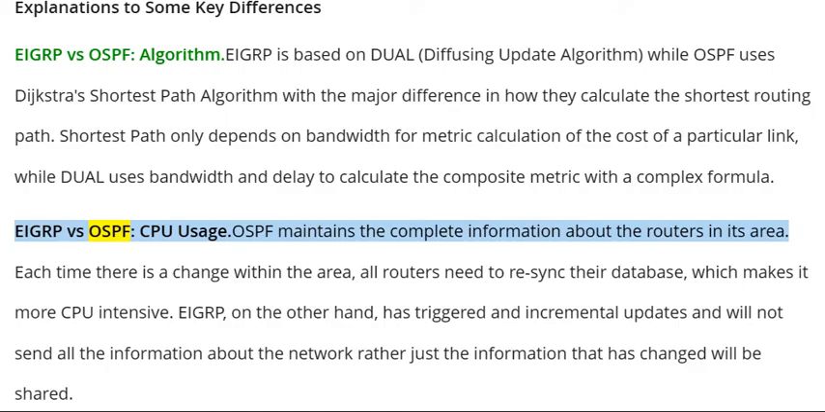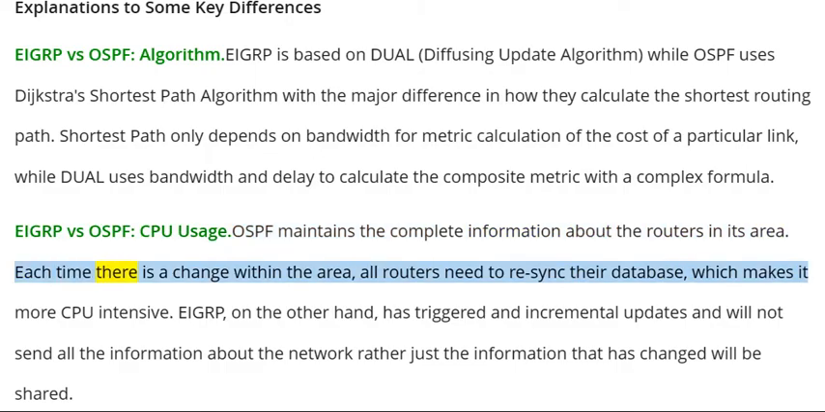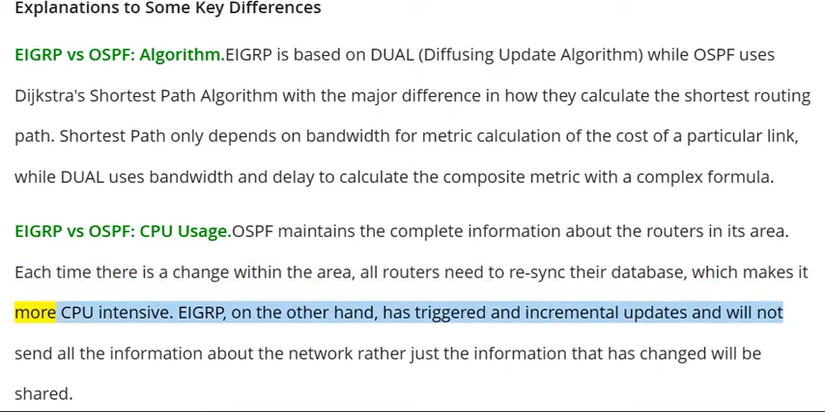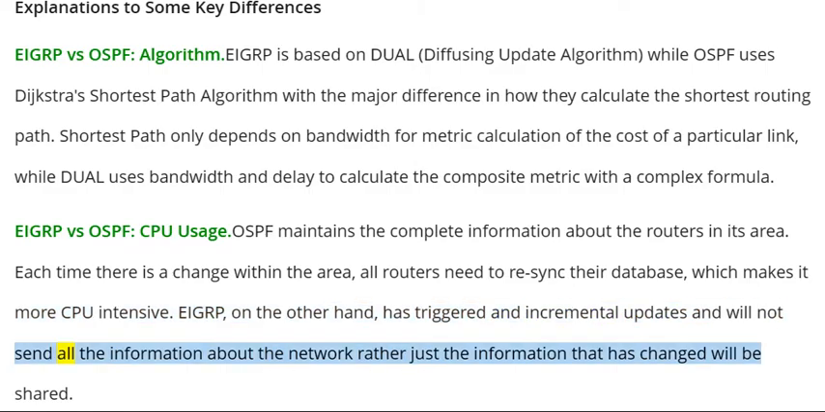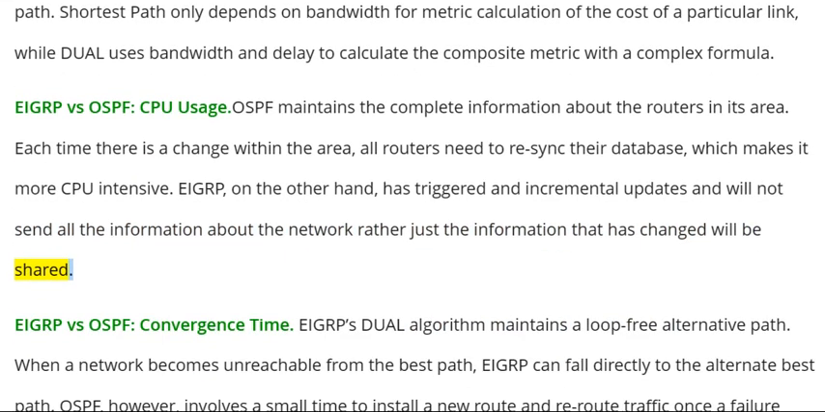EIGRP versus OSPF. CPU usage. OSPF maintains the complete information about the routers in its area. Each time there is a change within the area, all routers need to resync their database, which makes it more CPU intensive. EIGRP, on the other hand, has triggered and incremental updates and will not send all the information about the network, rather just the information that has changed will be shared.